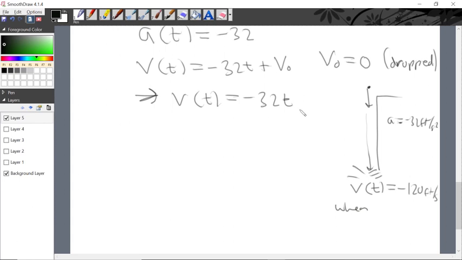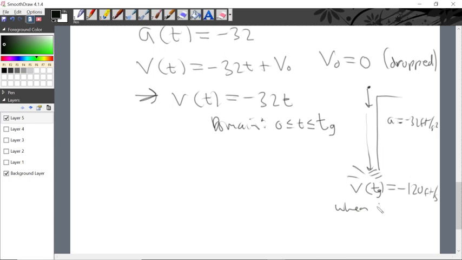The domain for our function here is that t is not less than 0, because at t equals 0, that's when it was dropped, and t is no more than the moment that it hit the ground. Let's call this tg for when it hits the ground. So the velocity at tg is equal to negative 120 feet per second.